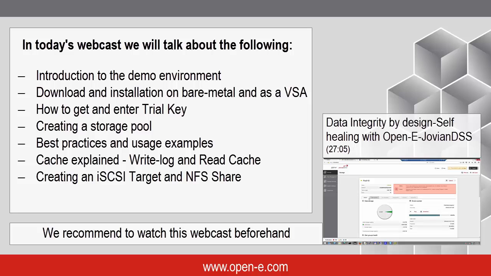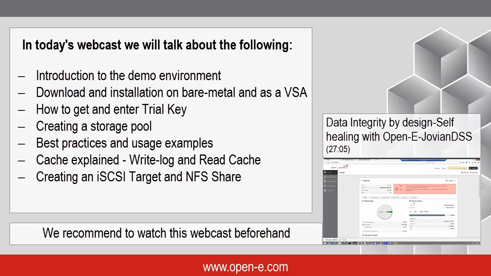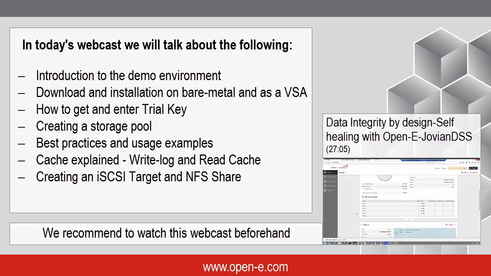Okay, so we will get the trial key, we will install Jovian, and we will create a pool. We will also discuss best practices, how to create the pool, how to get the best performance, and we will explain some details about cache, connecting iSCSI, and, if we have enough time, also an NFS share. And also we are going to show auto snapshots, if we have enough time.